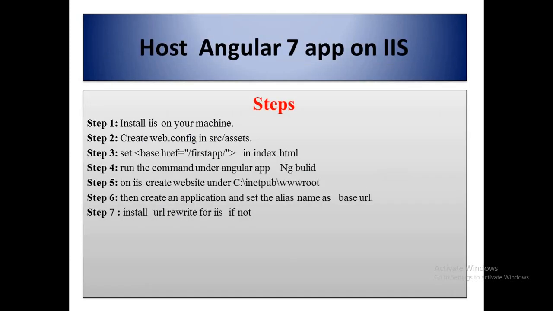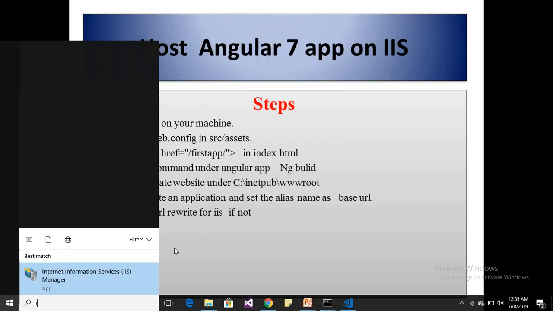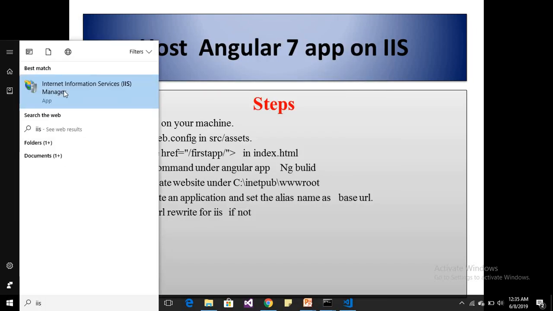Now you have to install the IIS on your machine. So our next phase starts here: install the IIS on your machine. First check whether your system has the IIS or not. Press Windows and just type IIS. If installed, it will show the Internet Information Services Manager over here.